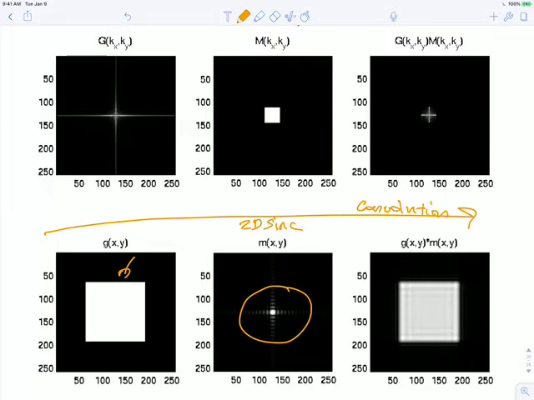So what it says in the Fourier domain, I know the rect goes to a 2D sinc function. So this is a 2D sinc.